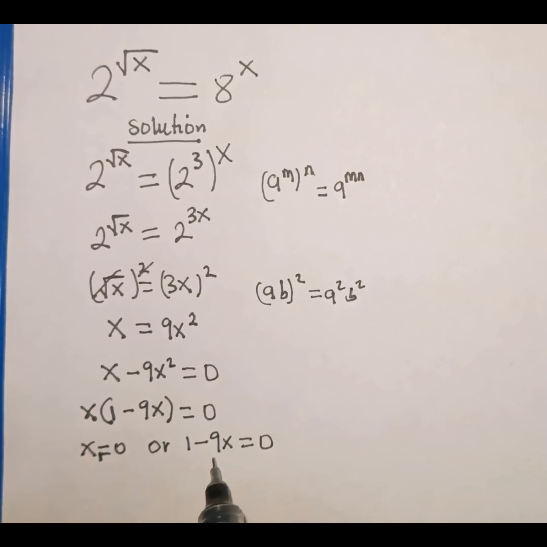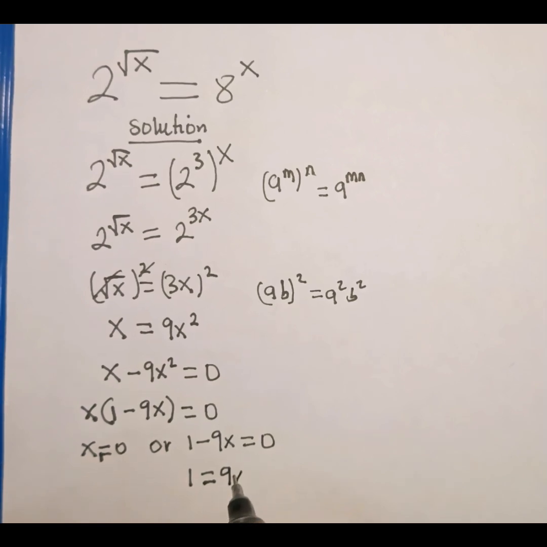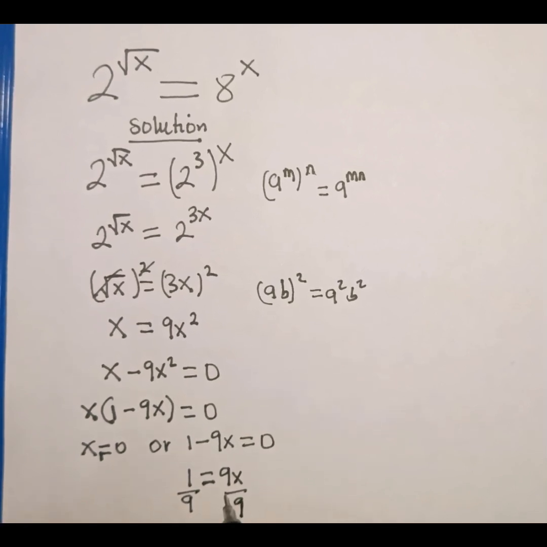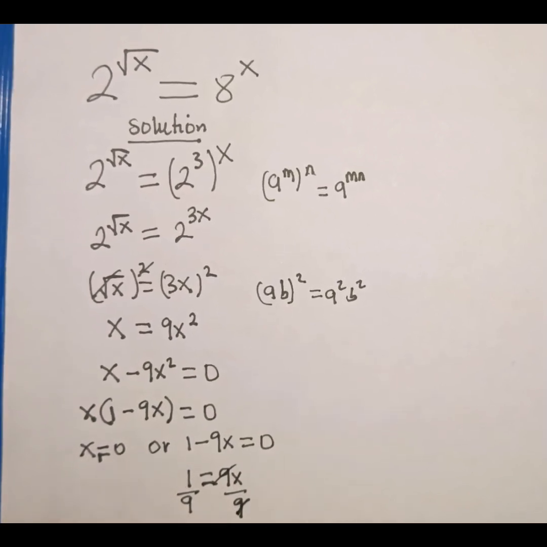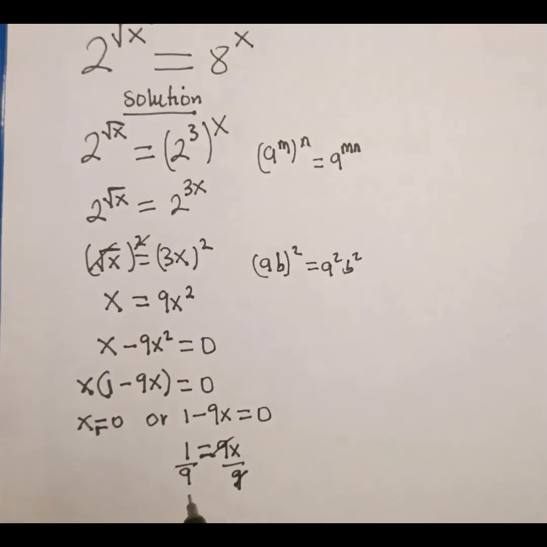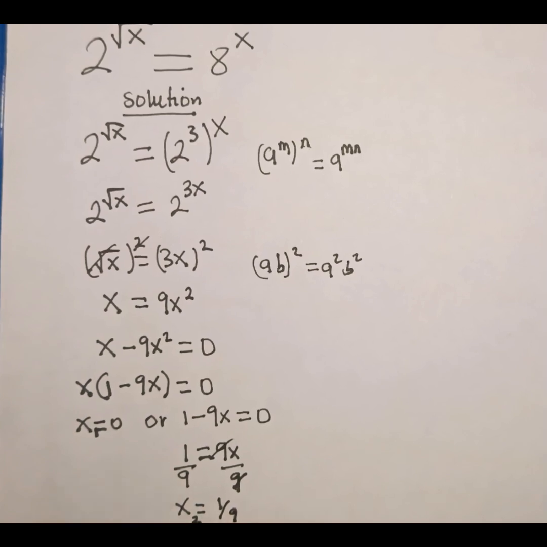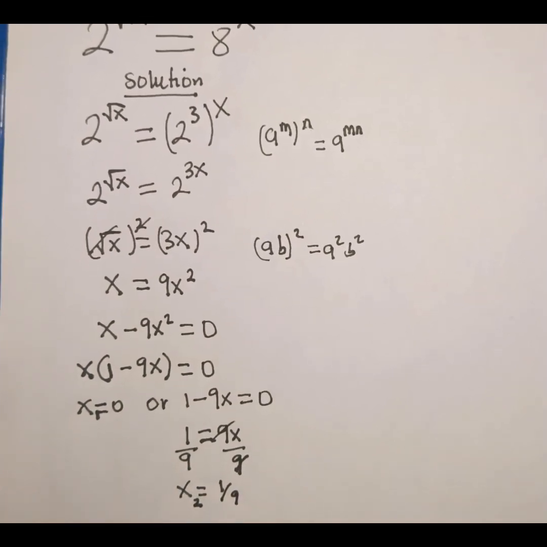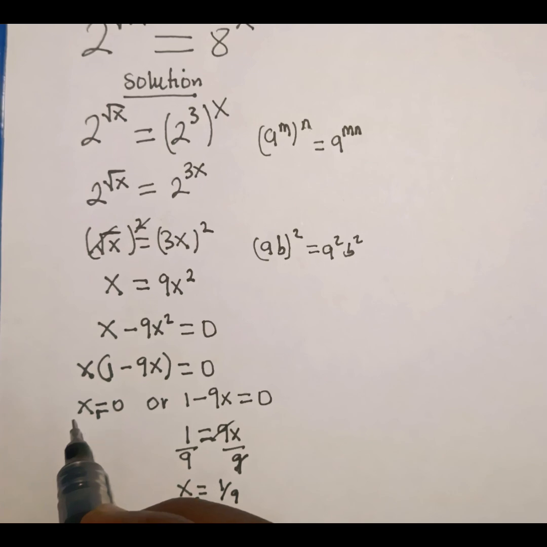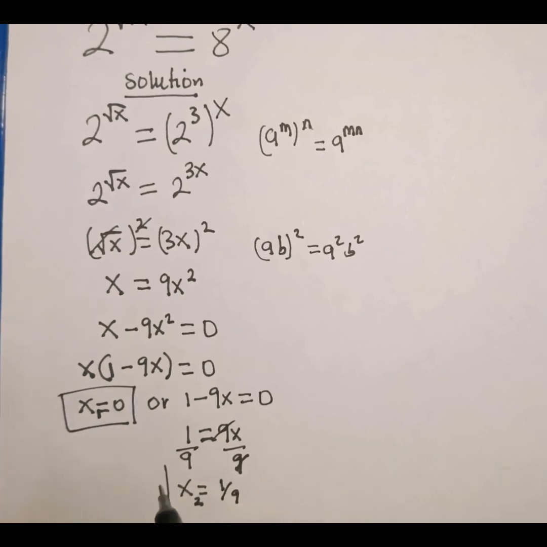Now to solve for the second value of x here, we're going to take this negative 9x to the right hand side of this equation. We're going to have 1 equal to positive 9x. Then we divide both sides by the coefficient of x, which is 9, and here also we have 9. So this 9 is going to cancel this 9, so we are left with x equal to 1 over 9. So we can call this our x2. So the two values of x that satisfy this equation are x equal to 0 and x equal to 1 over 9.